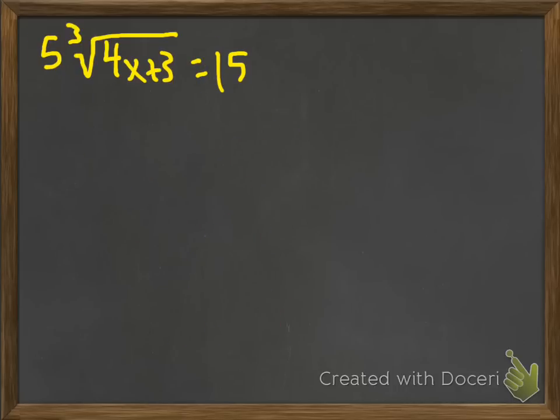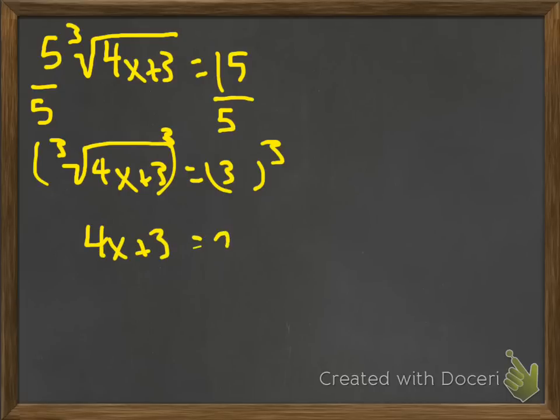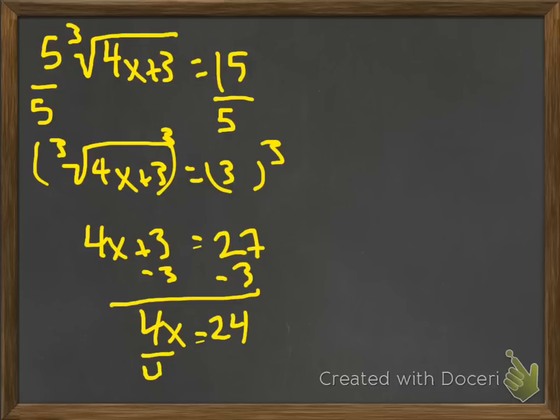Next example. 5 times the cube root of 4x plus 3 equals 15. So divide 15 by 5. Get the cube root of 4x plus 3 is equal to 3. Then you're going to cube everything. Now notice all that does is get rid of the radical, and basically I'm taking that power to the number that's all by itself. 3 cubed is 27. So I'm going to have 4x plus 3 is equal to 27. Then I can subtract 3 to get 24, and then I can divide by 4 to get x equals 6.